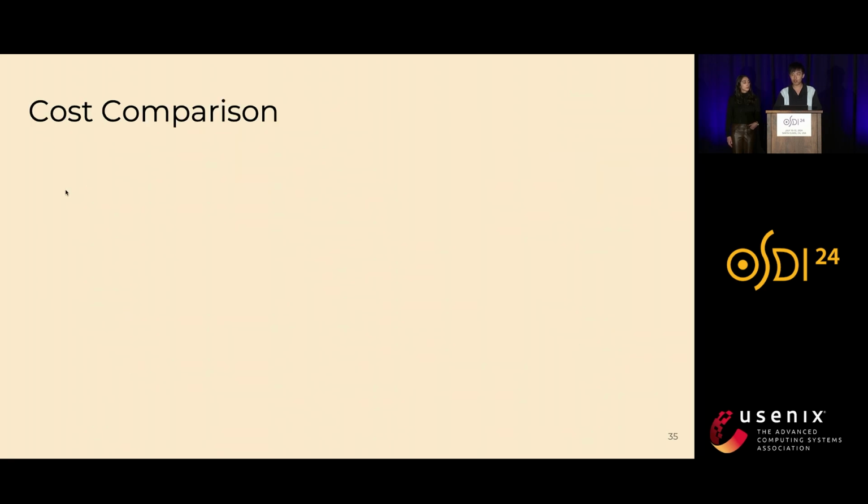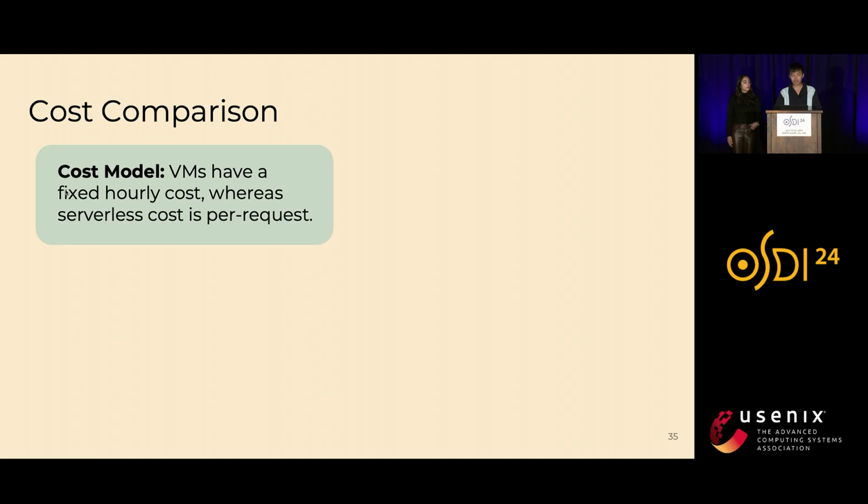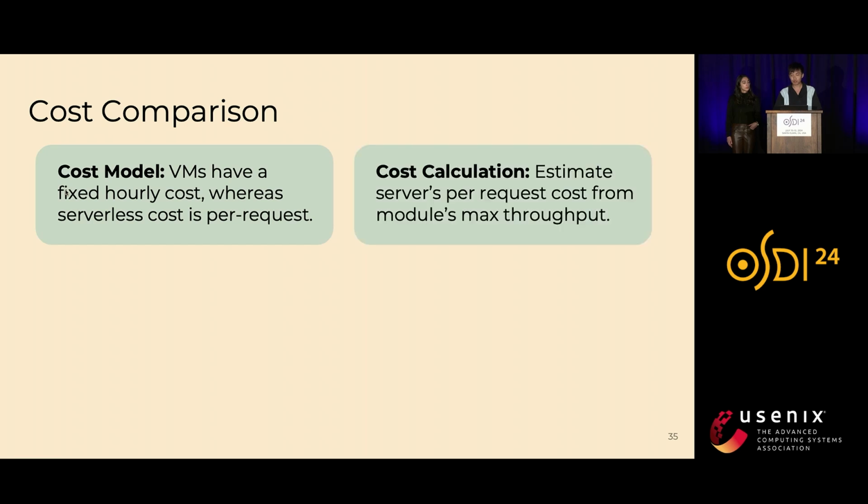Finally, let's go over to cost comparison. Well, cost comparison is a bit tricky here because VMs and serverless operate under different cost models. So a VM has a fixed hourly cost, whereas serverless cost is per request. So to calculate cost, we have to first convert the server's fixed VM cost to per request cost by estimating it based on each module's maximum throughput.